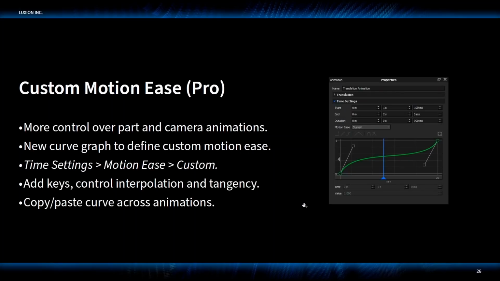For the new animation features, we've added custom motion ease. So you can control part and camera animations with more flexibility. This new curve graph allows you to define custom motion ease, and you can access that by selecting the custom entry in the motion ease dropdown. You can add individual keys, control interpolation and tangency from each of those keys. And you can also copy and paste curves across animations.